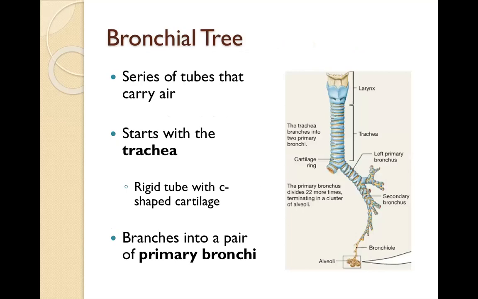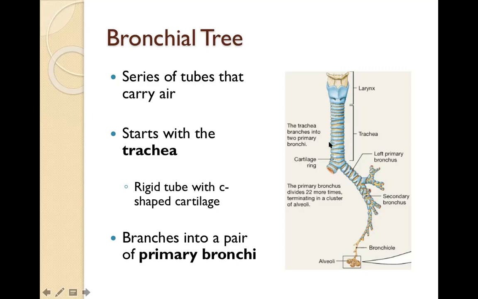When we talk about the bronchial tree, it's a series of tubes that carry air, and it starts with the trachea. The trachea is a rigid tube with C-shaped cartilage. If you were to look at the trachea, you'd notice there are these rings of cartilage that don't surround the entire circumference of the trachea.